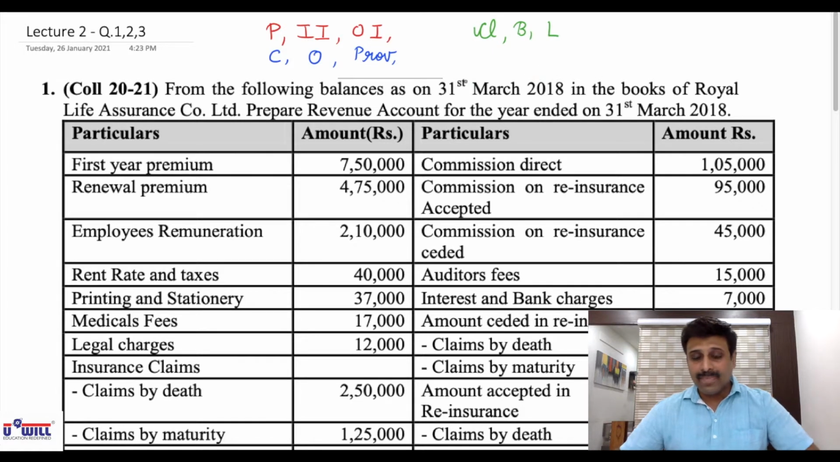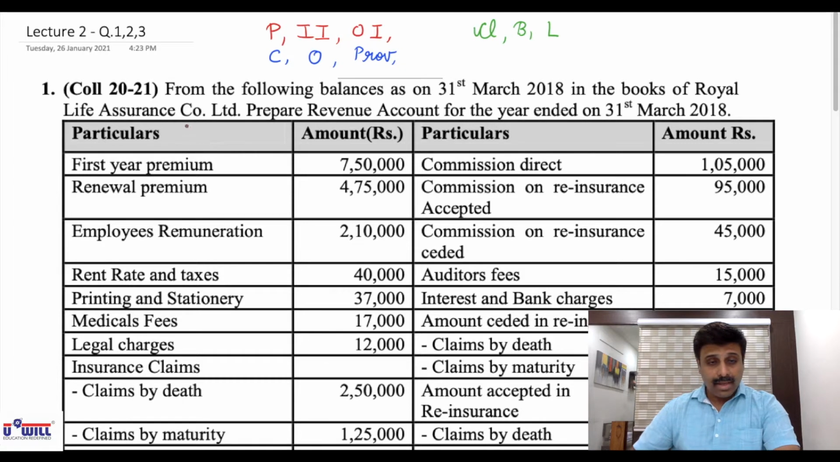Liabilities, so L. So 3 incomes: premium, investment income, other incomes. 3 small expenses: commission, operating expenses, provisions, and 3 big expenses: benefits paid, but we will mark it as CL, that is claims, bonus, that is B, and liabilities, that is L. Let us do these markings.